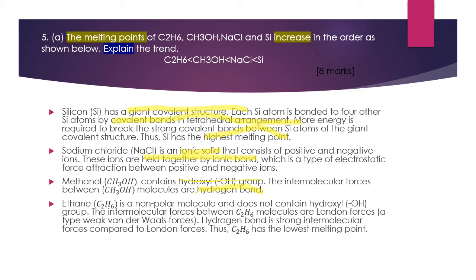And for the last answer, ethane is a non-polar molecule and does not contain hydroxyl group. The intermolecular forces between C2H6 molecules are London forces, which is a type of van der Waals forces. Hydrogen bond is a stronger intermolecular force compared to London forces. Thus, ethane has the lowest melting point.